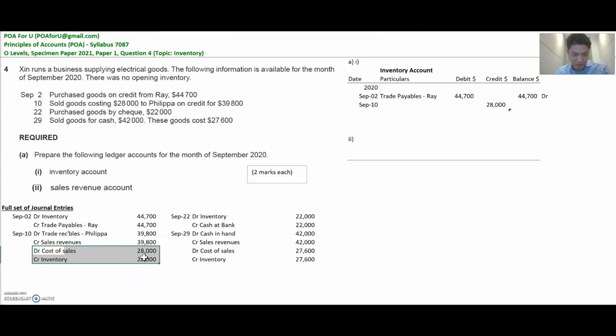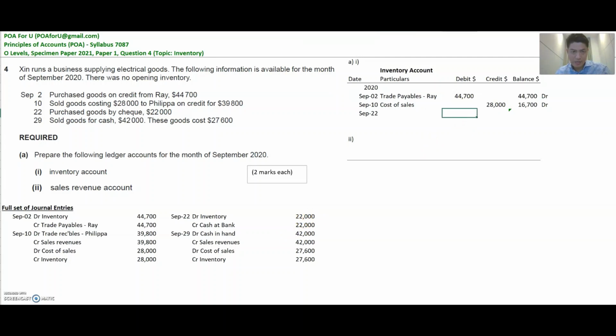So this is the set of journal entries that affects the inventory account on September 10th. And the other side of the journal entry is cost of sales. So you're going to just put your cost of sales right here. Okay, and then you have a balance right now. And September 22nd, what do you think? Where do you think the number will go in the inventory account?